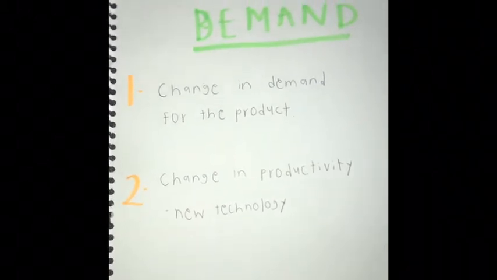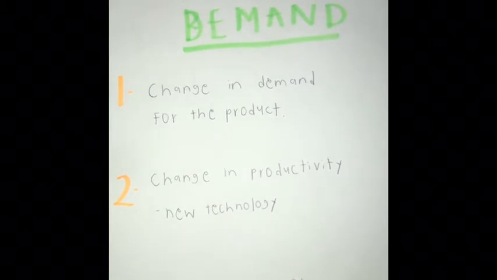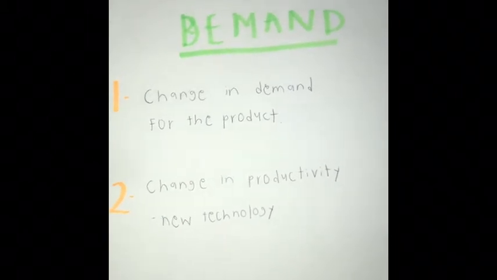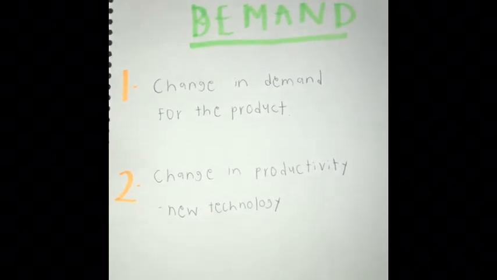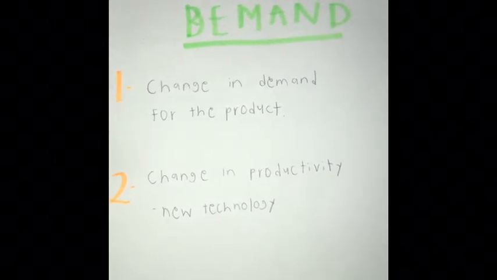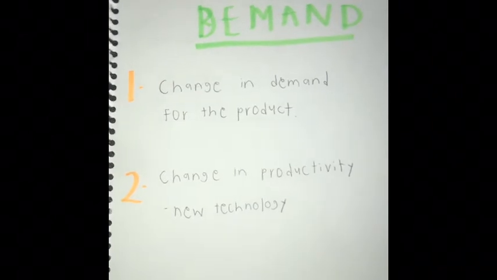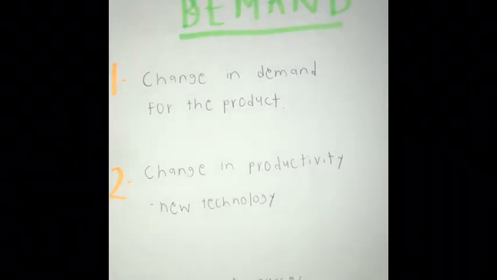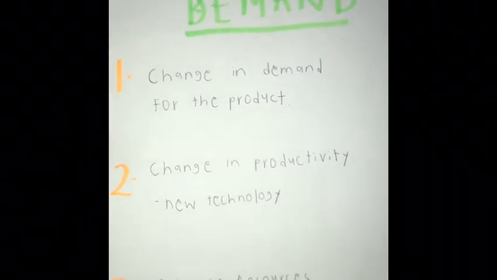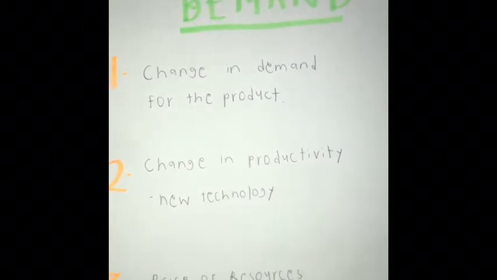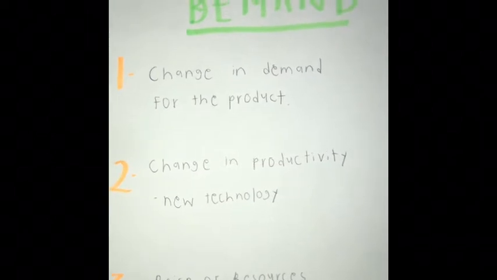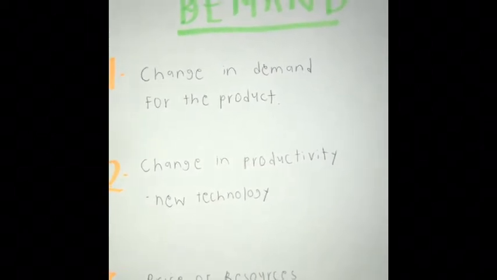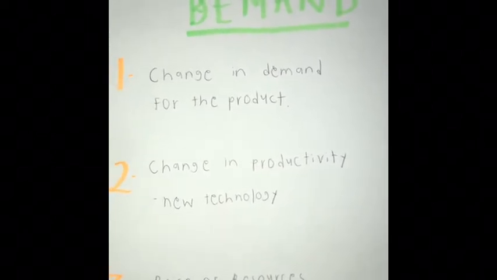Second, change in productivity, such as new technology. Say a robot is more productive than a human. So the firm has an incentive to make more product, thus the demand for the robots would increase. Third, price of resources. There are two, complementary and substitution. A substitute would be a resource you're able to replace with. A substitution resource, for example, would be a human and a robot. Both perform the same tasks.